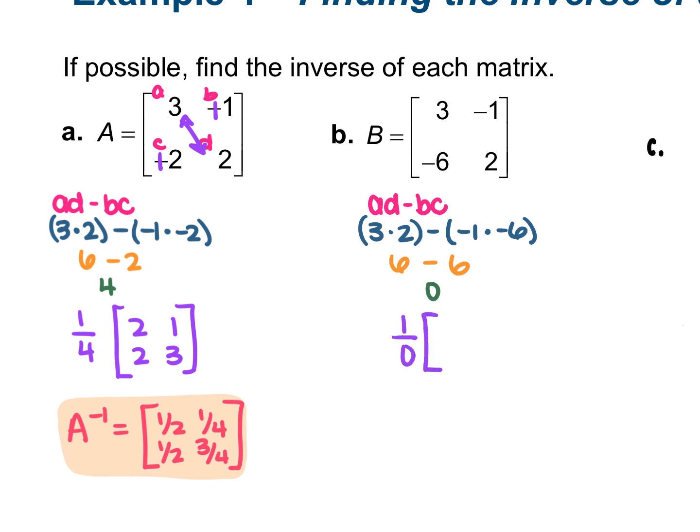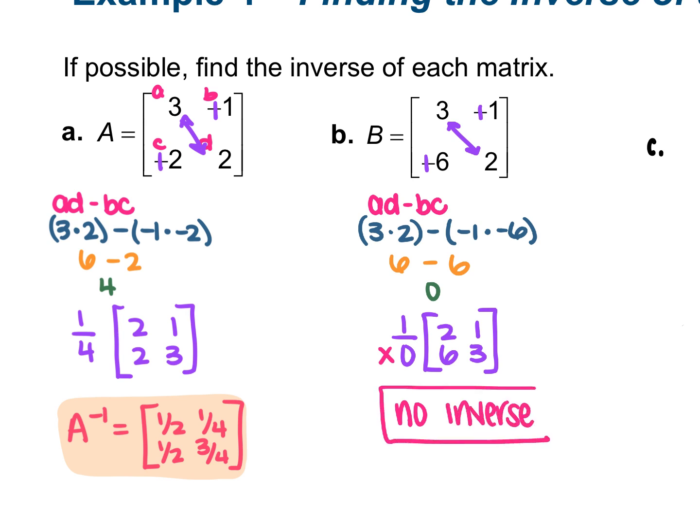If you multiply that by switching your A and your D, changing the signs on B and C, that would give you 2, 1, 6, 3. Can you multiply by a fraction with 0 in the denominator? Nope. So this one does not have an inverse. Anytime you have 0 in the denominator, it is undefined, which is why we can't multiply by this.